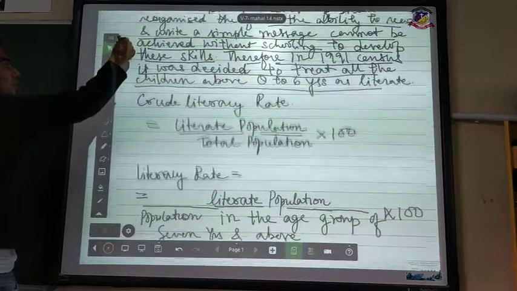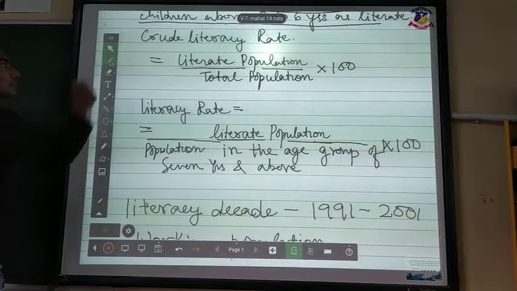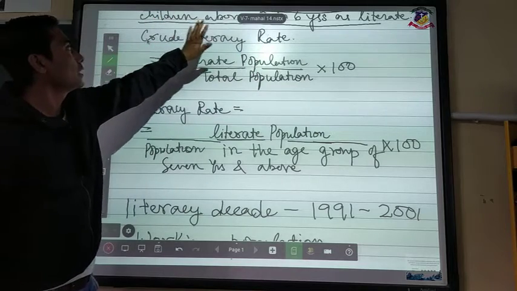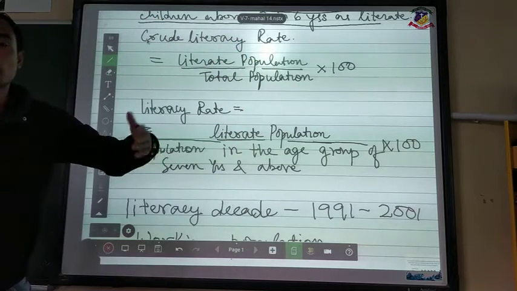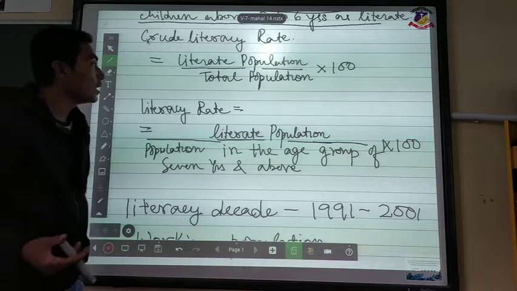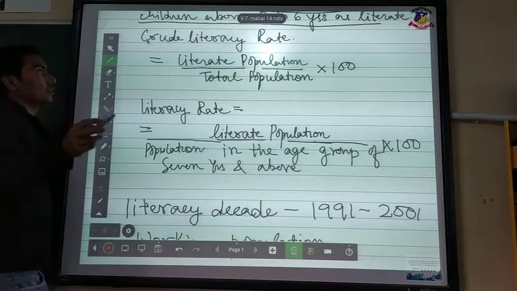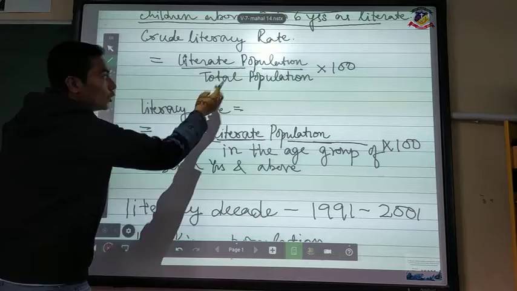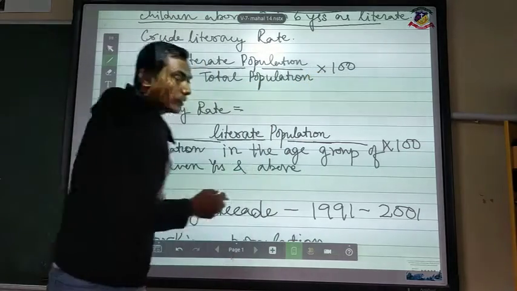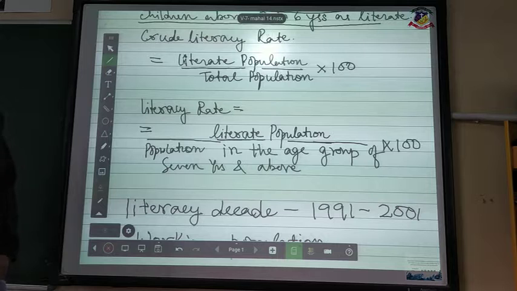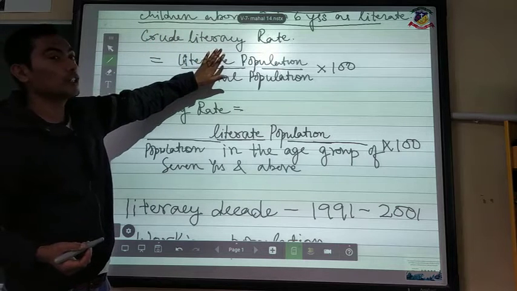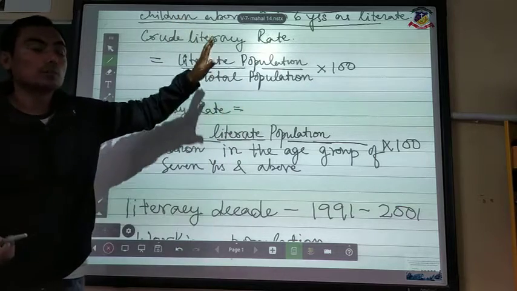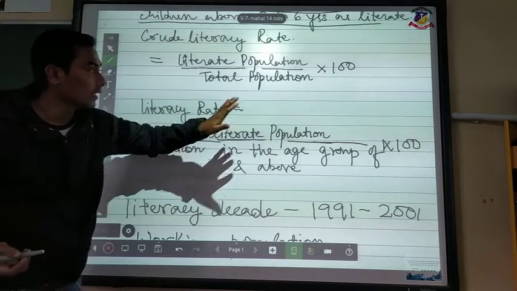Now there are two formulas which you need to remember. These formulas are very important. Crude literacy rate: how will you find the crude literacy rate of a country? The formula is the literate population divided by the total population, into 100, and that will give you the crude literacy rate. This formula is based on the definition given by the Population Commission of the United Nations.